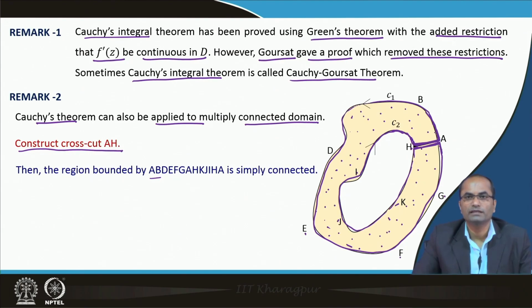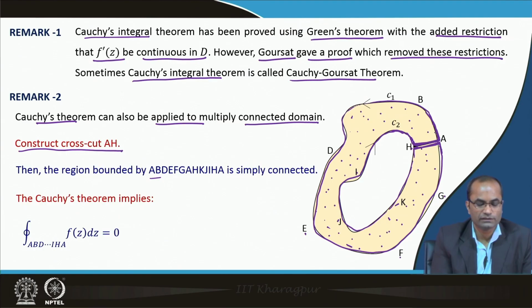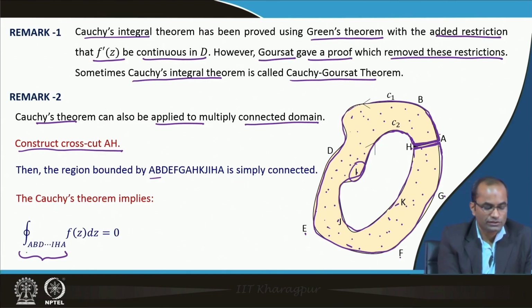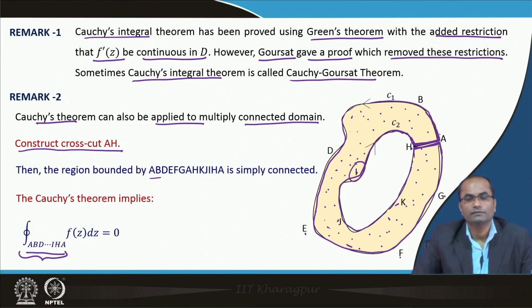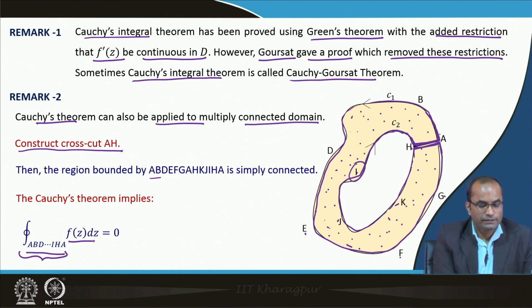Then we can apply the Cauchy integral theorem. That means, the Cauchy integral theorem says that this integral over this closed curve. So, what is our closed curve now? A, B, D, E, F, G, A, H, K, and then J, then I here, and then again H, A. So, this is the closed curve, and the integral of f(z) by the Cauchy theorem should be 0.